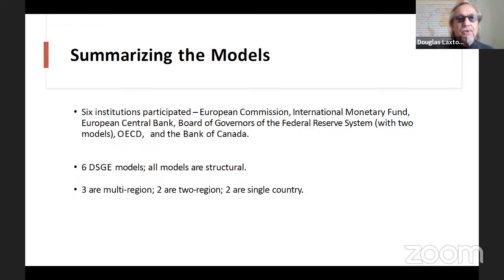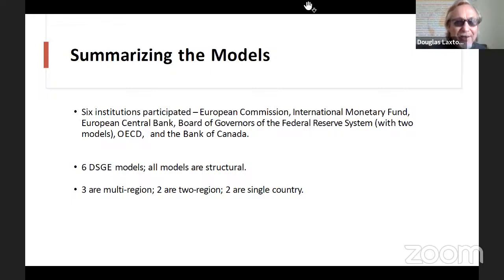What are the institutions that participated with the European Commission? This was under Werner Roeger and Jan in 't Veld, okay, that I think are some of the best modelers in the world. Of course, the IMF team. So I had both my GIMF team and my FSGM team participating. The Board of Governors, they had two models. I believe one was from the international group and the other one was from the domestic, the OECD and the Bank of Canada. So those are the institutions in the world that are into these models.